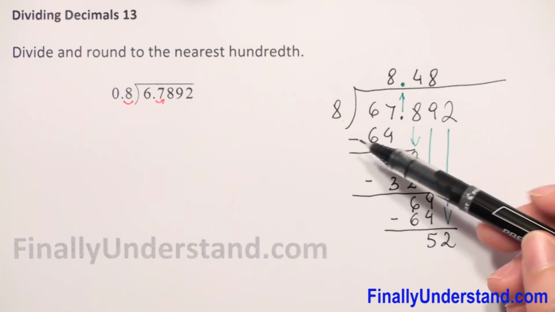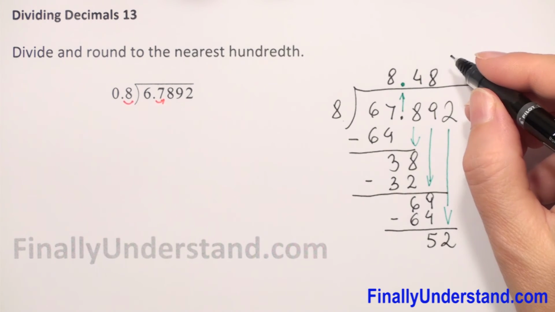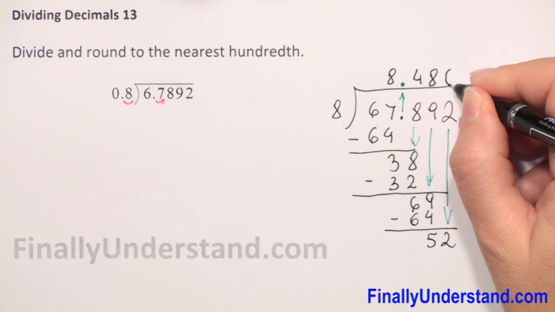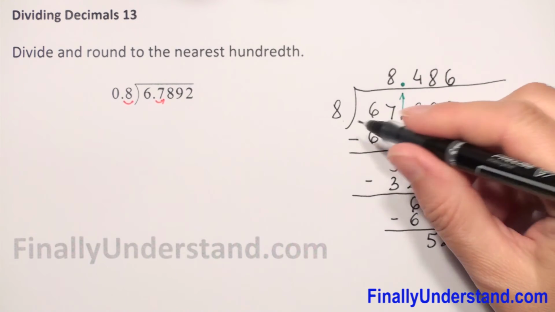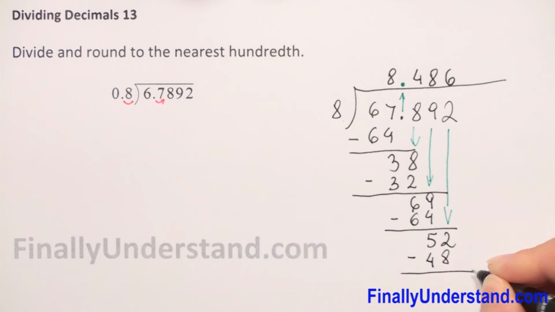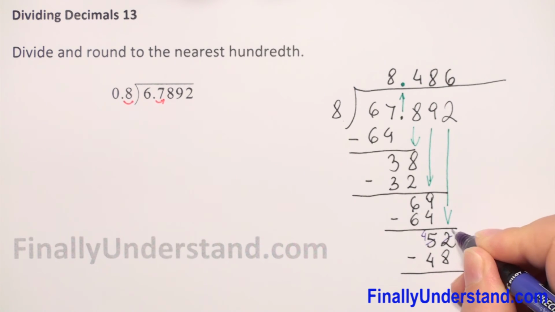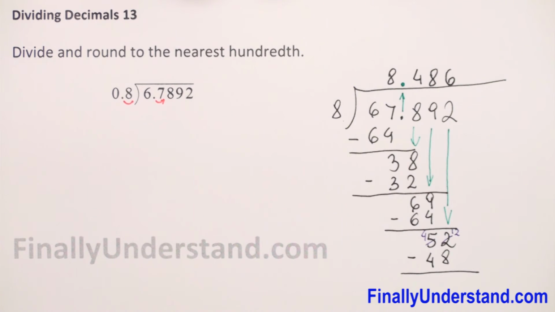Now how many times 8 goes to 52? 6. Solution we write on the top. So 6 times 8 is 48. Subtraction. So we have to borrow 1 from 5. So will be 4. And we have 12. 12 minus 8 is 4. 4 minus 4 is 0.